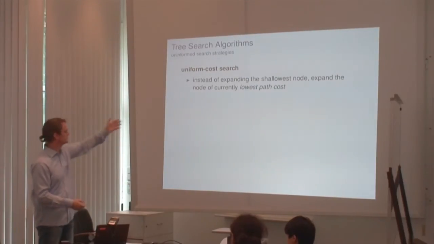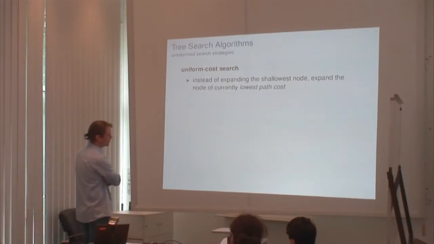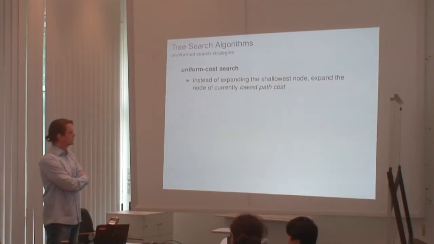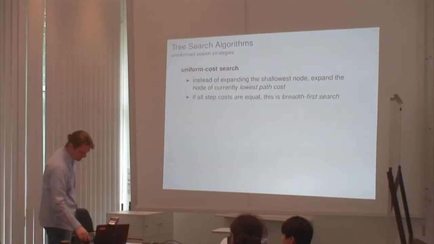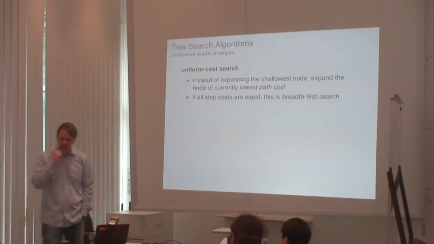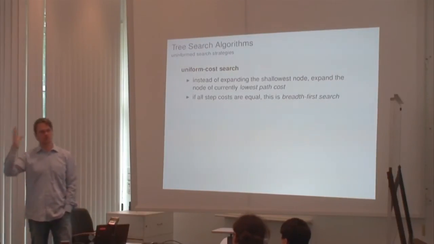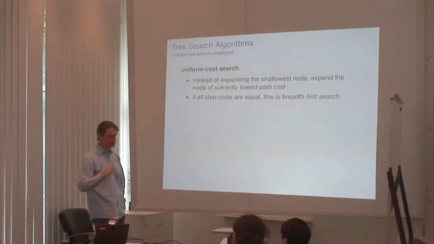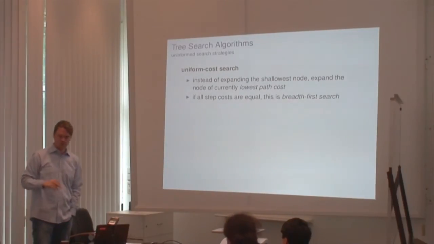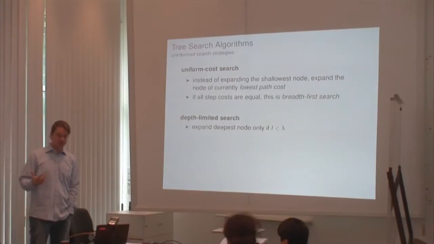Right. Now, we could include costs we have computed for the path up to a certain node, and then expand the node of the lowest path cost, and we will discuss that next week. If, however, all the costs for a path are equal, for instance, in a graph where all the edges just carry a weight of 1, and there's no additional information available, then this uniform cost search becomes breadth-first search.